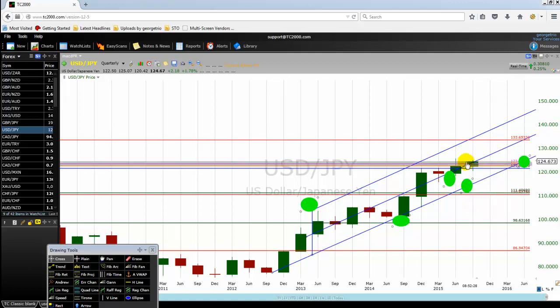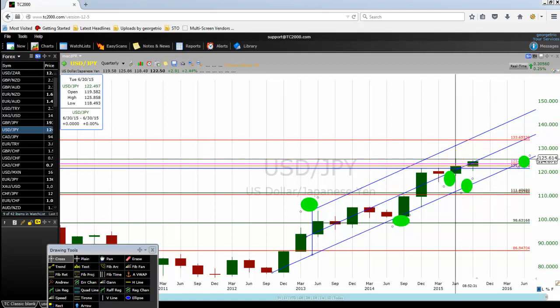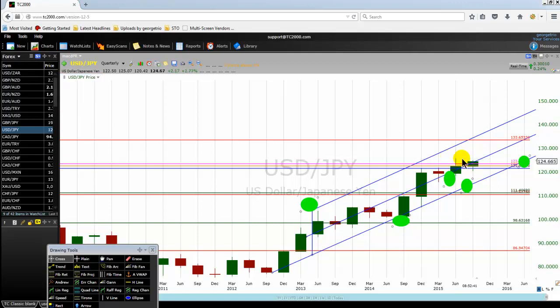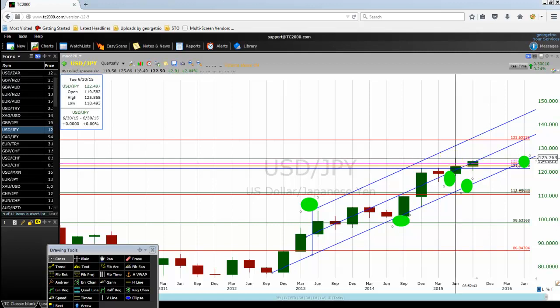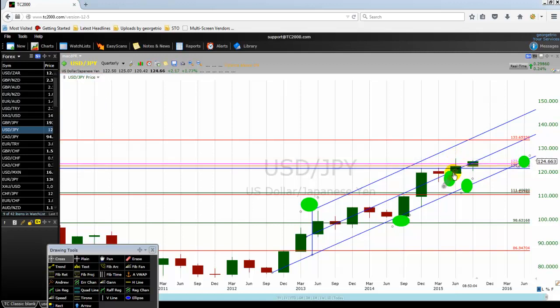So that's what I'm saying to you. You need to watch also the level which is the high of the last quarter here. It's at 125.85. So the current resistance level that we must watch is 125.85 and also 127.55. Remember that 127.55 is a very important key level. The 125.85 is the high of the last quarter.